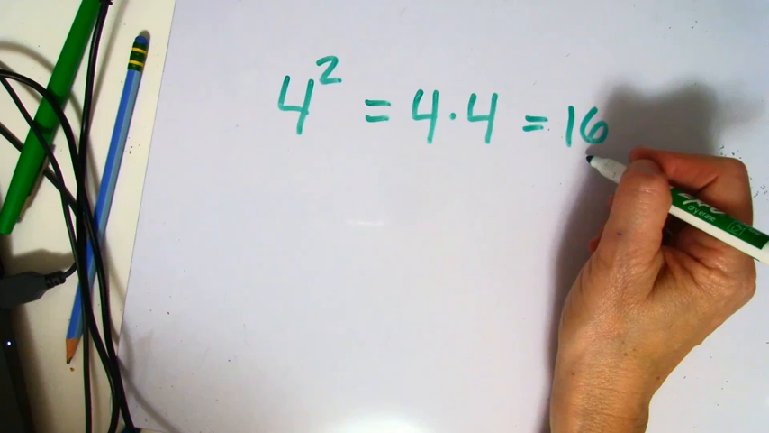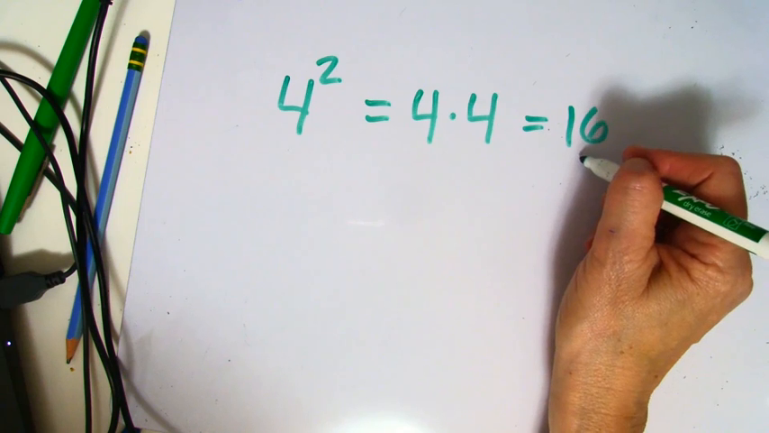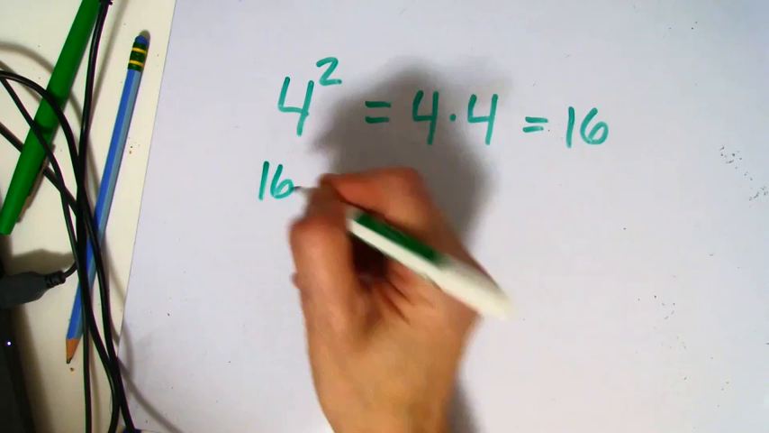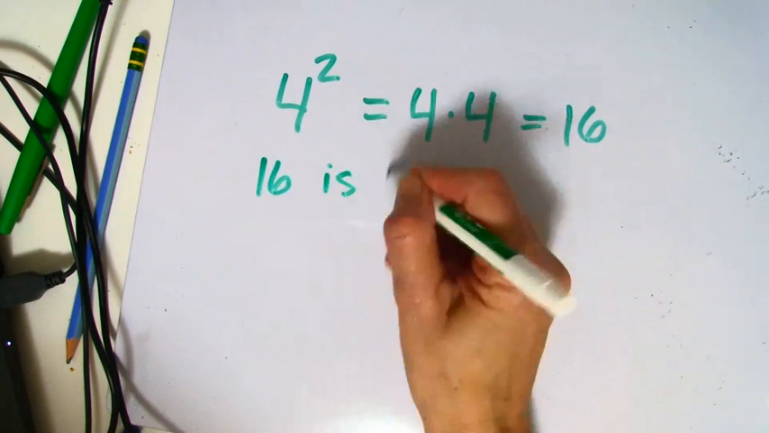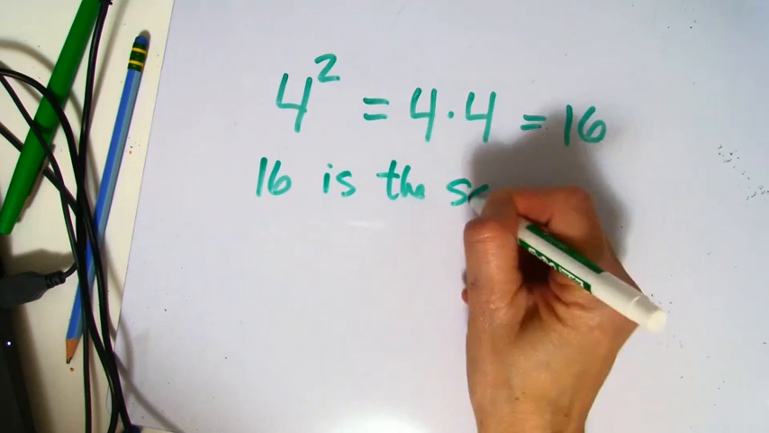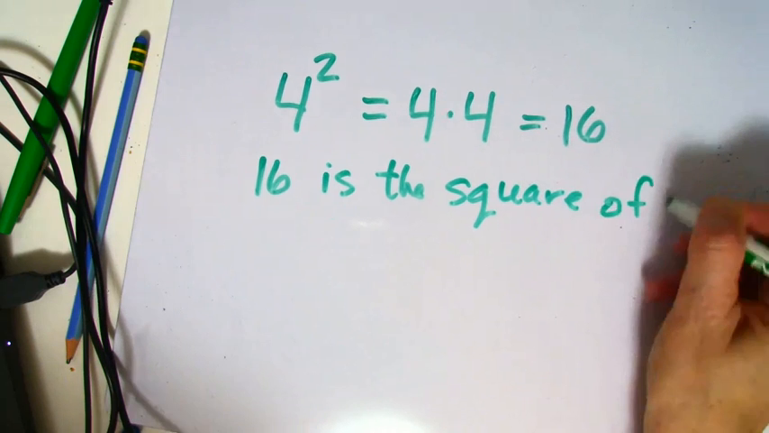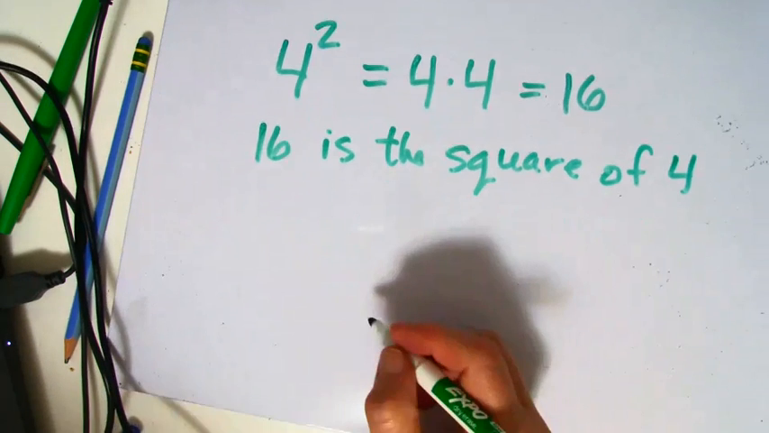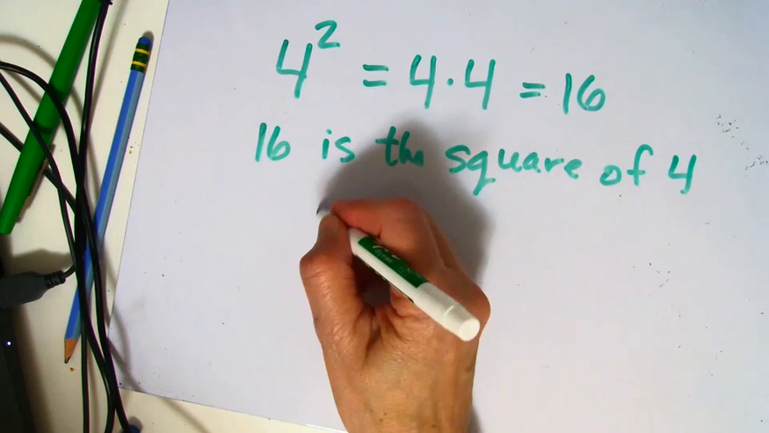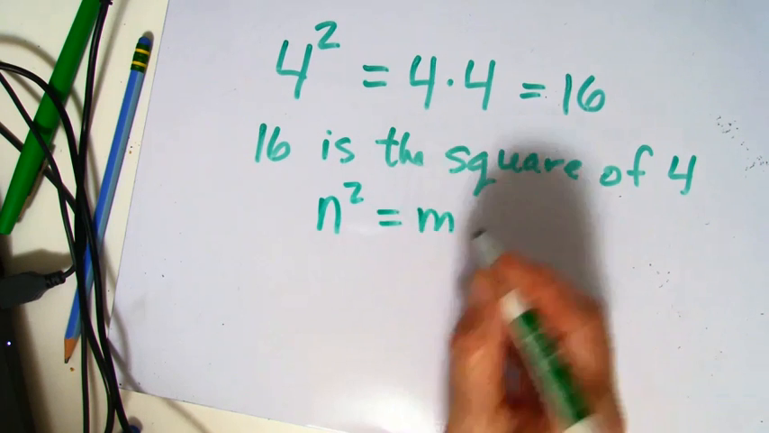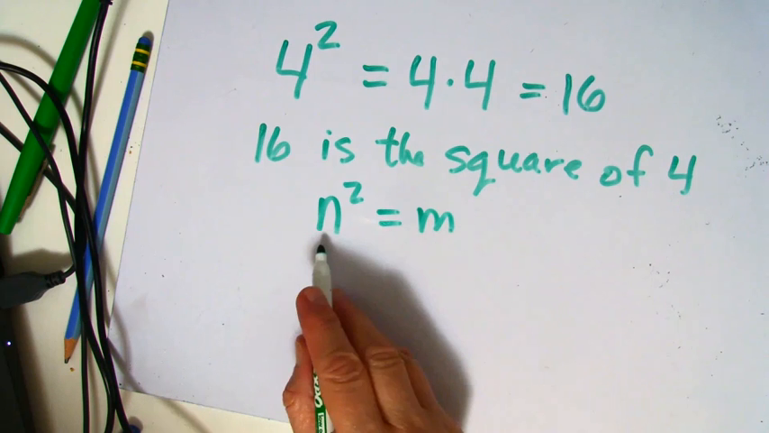Now 16 is considered the square of 4. So 16 is the square of 4 in this case. You could also write it as n squared equals m, where m is the square of n.